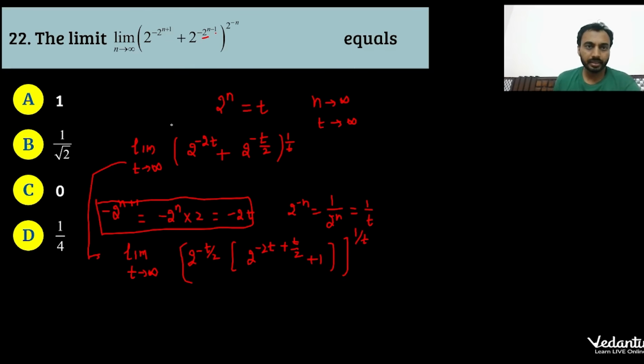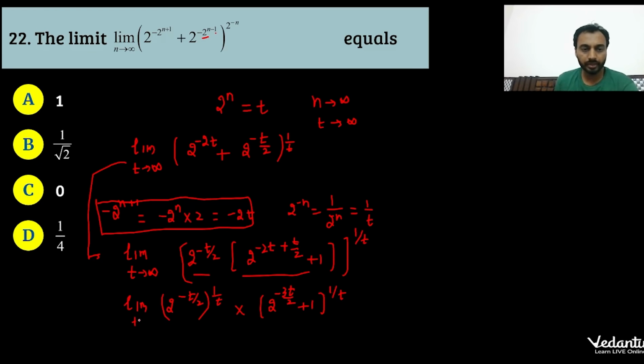So now we can separate these two terms. So if we write 2 raised to power minus t by 2 into 1 by t, and the second thing is 2 raised to power, now if we simplify this we will get 2 raised to power minus 3t by 2 plus 1 raised to power 1 by t, where t approaches to infinity. So in the first one we have t get cancelled, right?